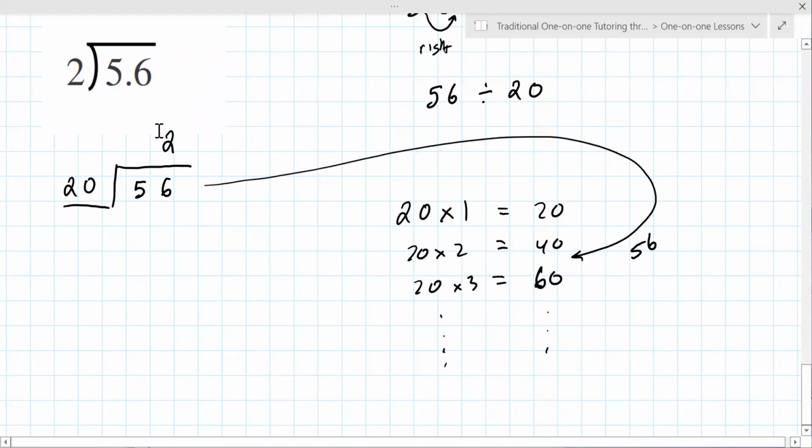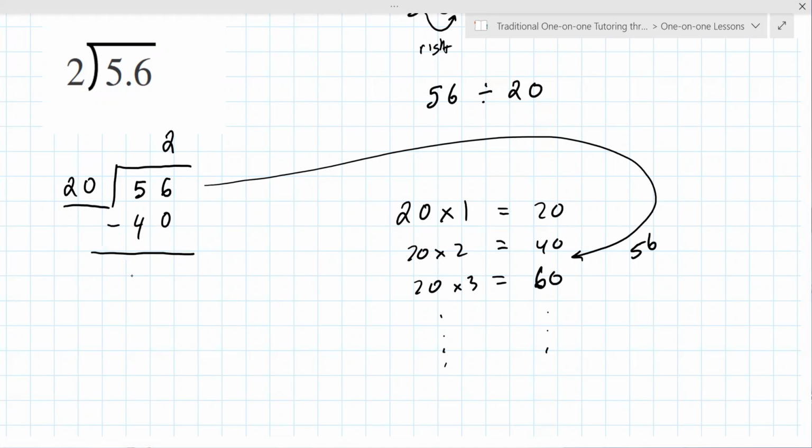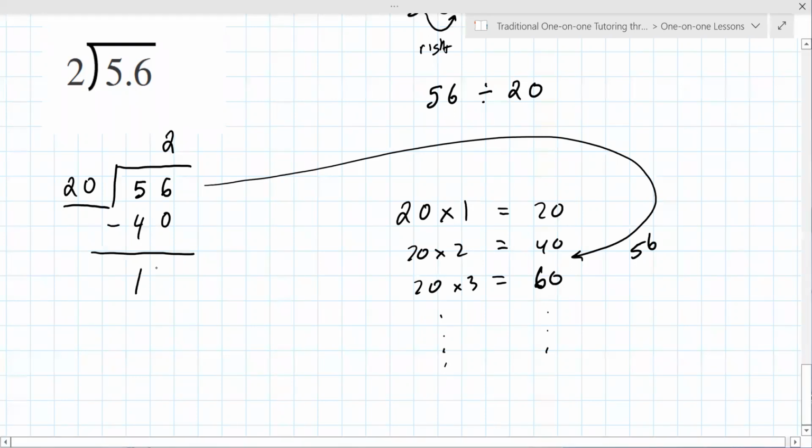Okay, what is 2 times 20? 2 times 20, 40. Then you subtract. What is 56 minus 40? 16. Okay. And then you can bring down 0 because it's really 56.0. So you bring that 0 down, and you put a decimal up here with your answer.